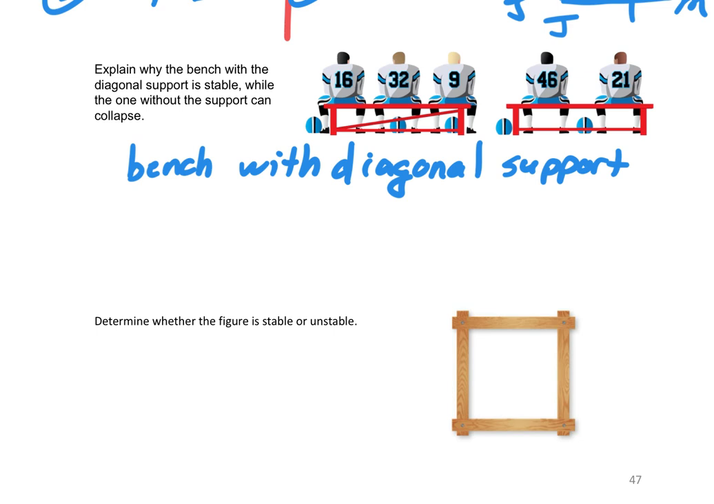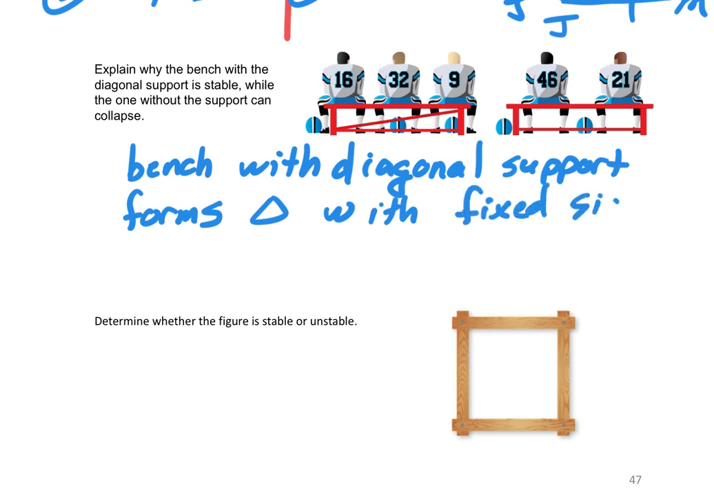The bench with diagonal support forms a triangle with fixed side links, which makes that bench stable. The bench without the support, you could make all different kinds of quadrilaterals. It could end up being like a parallelogram, and it could sway back and forth because it doesn't have that support, okay? And we don't have those congruent triangles forming that, okay?